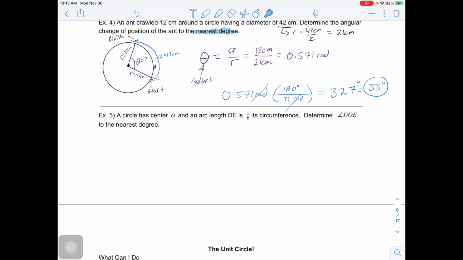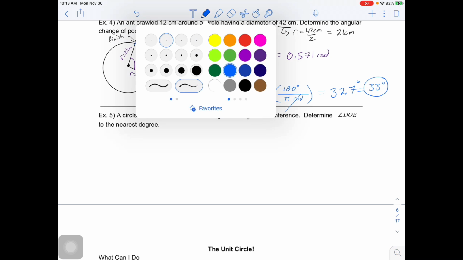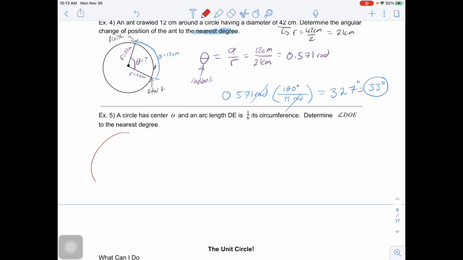Let's look at one more question. A circle has a center O and an arc length DE that is 1/6 its circumference. Determine angle DOE to the nearest degree. So first of all, again, what does it look like? Again, it's a circle. Surprise, surprise. Here is our center, and they noted it as O. Okay. Now, it made an arc length 1/6 of its circumference.